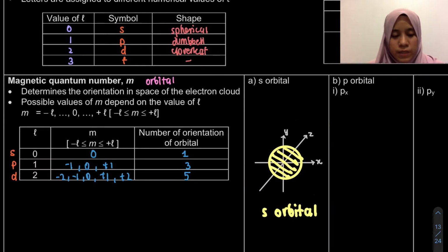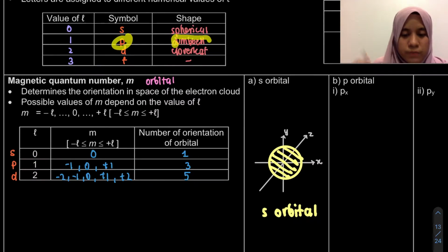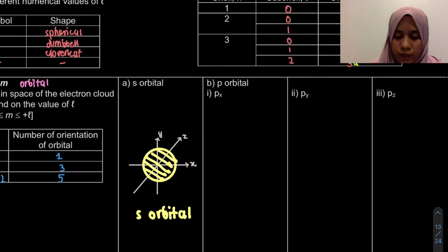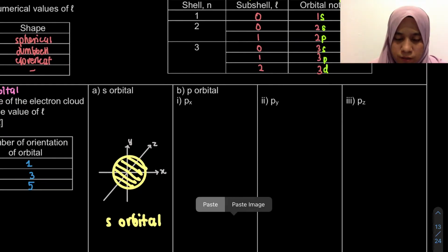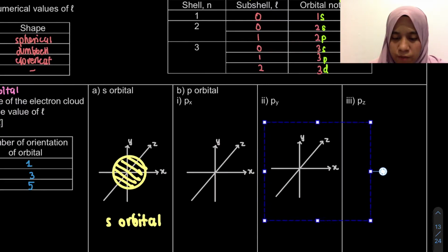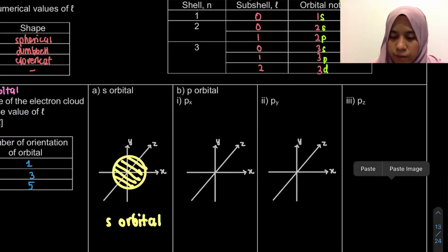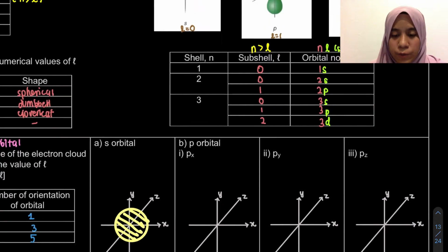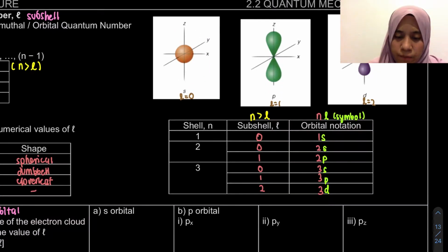Okay, next one is when L equals 1, which is your p orbital, which is a dumbbell shape. We have 3 orientations of the orbital. So it means that we have 3 possibilities. Right now, remember the shape for the p orbital, or L equals 1, is a dumbbell shape.